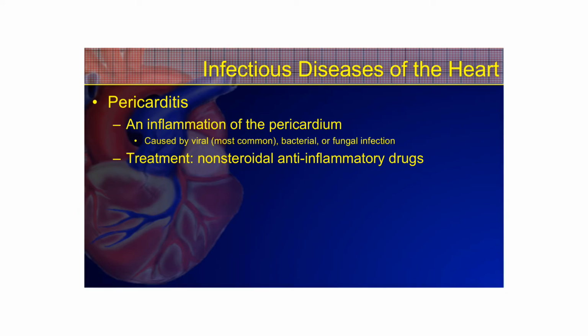Management pre-hospitally is going to be supportive. It's going to be your IV, O2, monitor management, and O2 as needed, again, to maintain SpO2 greater than 94%. Pericarditis is treated eventually with non-steroidal anti-inflammatory drugs, so your NSAIDs. Viral pericarditis usually resolves on its own. Bacterial can be treated with antibiotics, and of course fungal pericarditis can be treated with your antifungal medications.